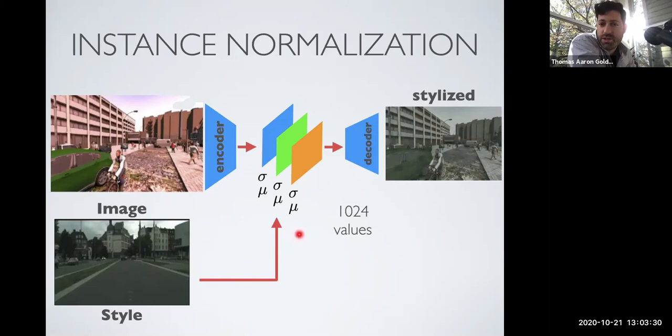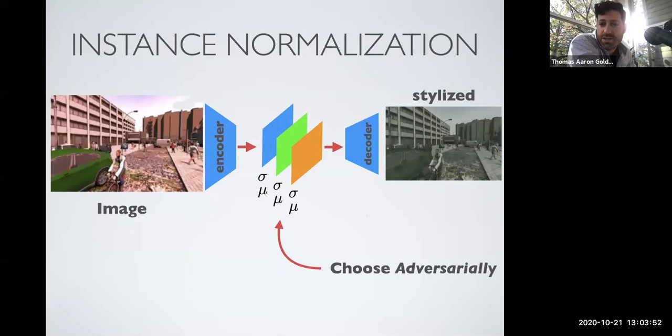The thing that's great about these instance normalization methods is that it allows you to use only about 1,000 values to parameterize the space of image styles. You just need the mean and standard deviation for each VGG feature map. There are 512 feature maps, which gives you 1024 values that parameterize the space of styles. And we can do adversarial training in that space.